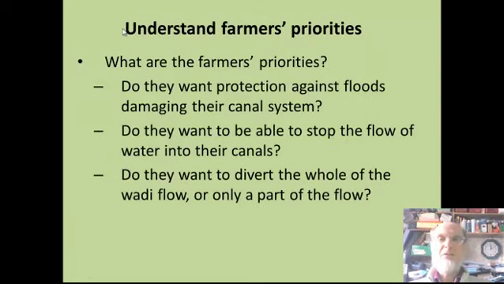We also need to understand and appreciate the farmers' priorities, which may not always be the same as the engineers. So, do the farmers want protection against floods damaging their canal system? Do they want to be able to stop the flow of water into their canals, which they may consider to be a loss of flow? Do they want to divert all the wadi flow or only part of it?